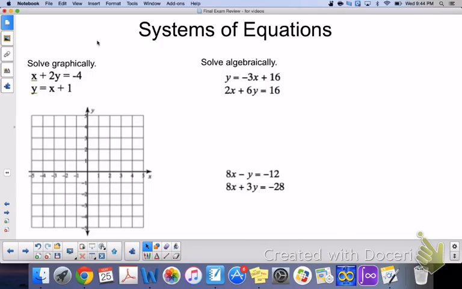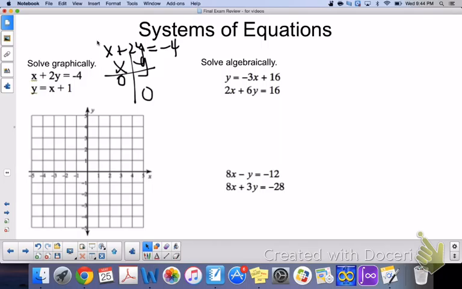Okay, remember with systems of equations, our solution is a point. It's a coordinate pair. So the first one I'm going to do is solving graphically. When you solve graphically, you first need to graph x plus 2y equals negative 4. That's in standard form, so I'm going to find my x and y intercepts to solve.